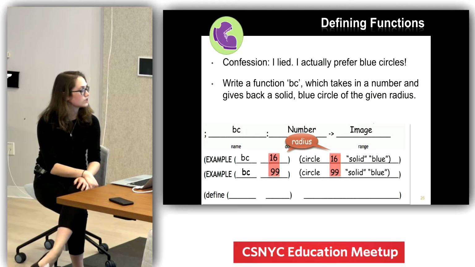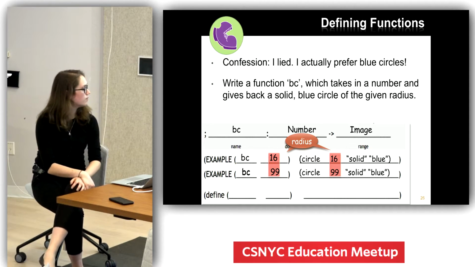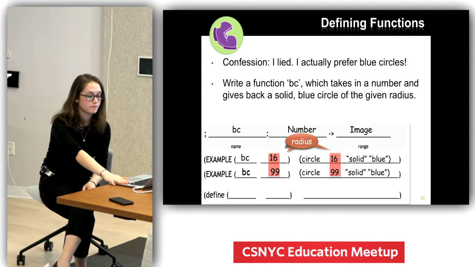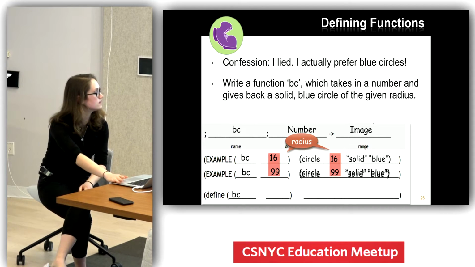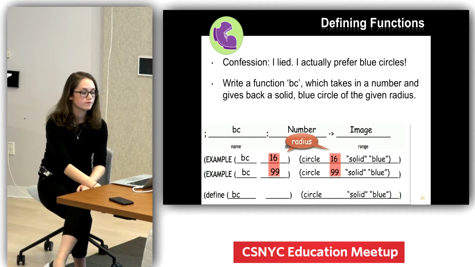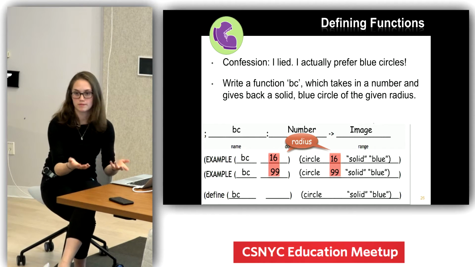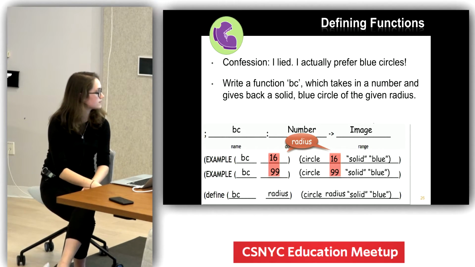And now that I have these circled and labeled, what's my last step? What should I do in my definition line? Copy and paste. What should I copy down? So that hasn't changed. Okay, so I'm going to copy BC, circle, solid, and blue. And then in place of 16 and 99, I'll put the variable name that I labeled. So radius.